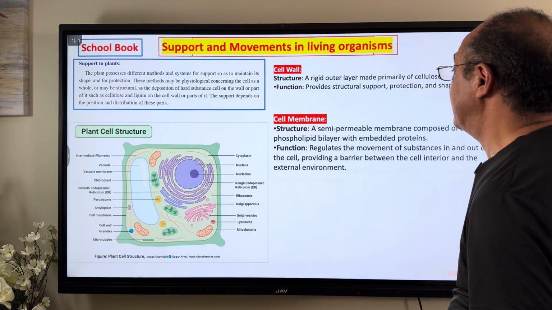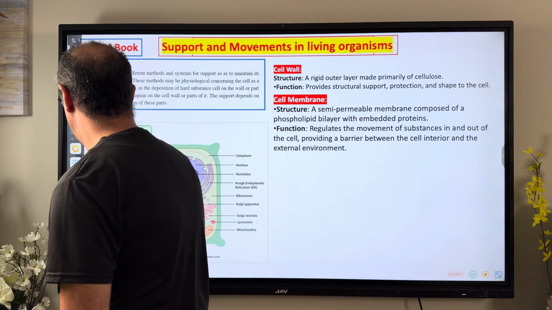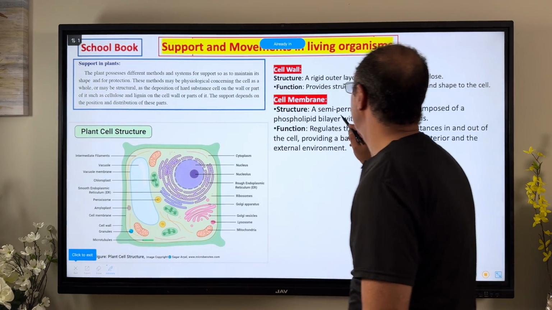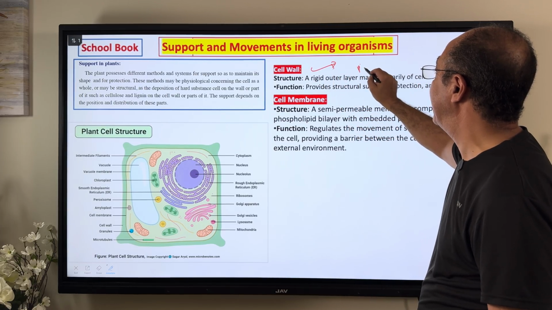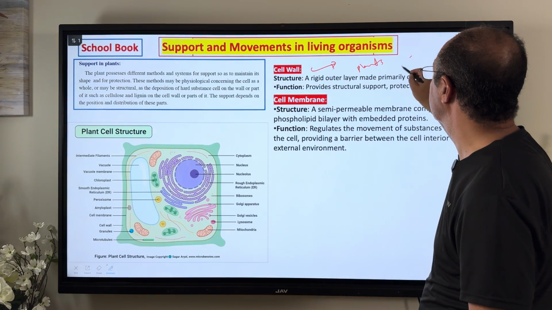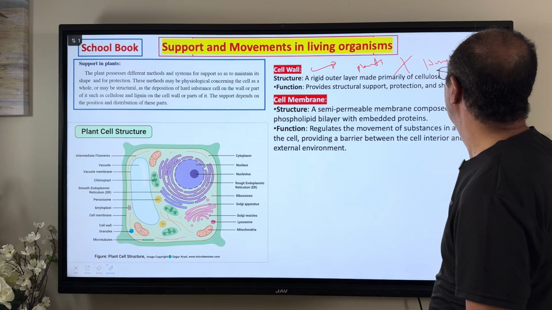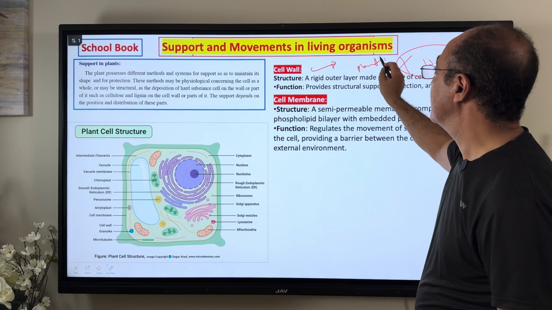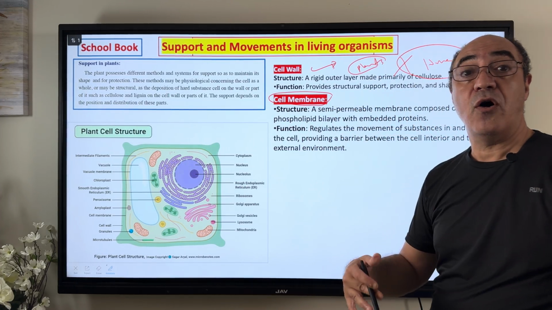All right, so the next element is the cell membrane. Let's use our pen again. Obviously, the cell wall is only present in plant cells and some other cells, but not in human cells. Human cells do not have walls, but plant cells do. Now, the cell membrane is another organelle, if you will.